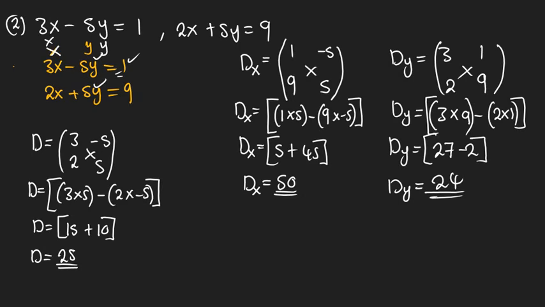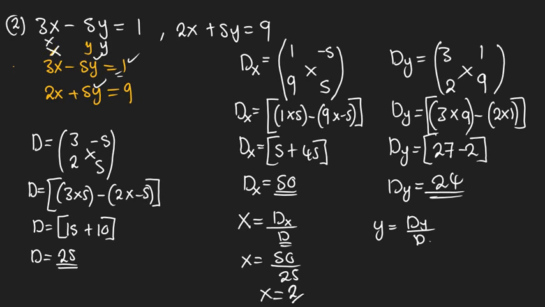Okay, then how do you find your x value? It is simply dx over d. And then how do you find the y value? It is simply dy over d. So dx is simply 50 divided by 25, so this is going to be 2. And then your y value is going to equal to 24 over 25, like that. And this is how you solve this particular question.